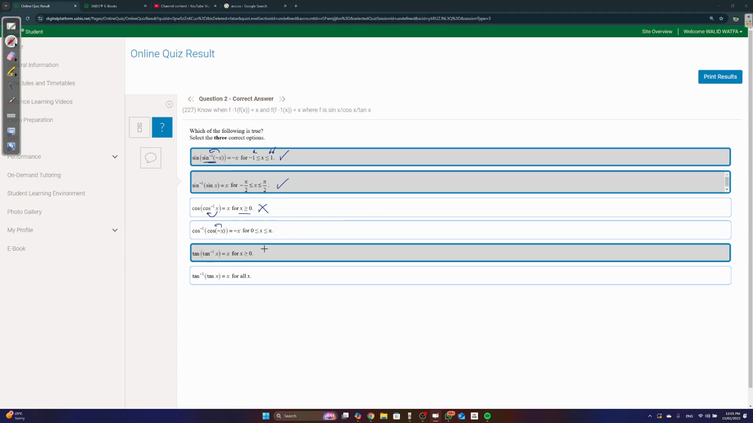Okay, guys, I just understood this one. I don't know why I bugged on it. Cosine minus x, we said the domain of cosine is 0 to pi. But what's the problem here? All my problems come from this.